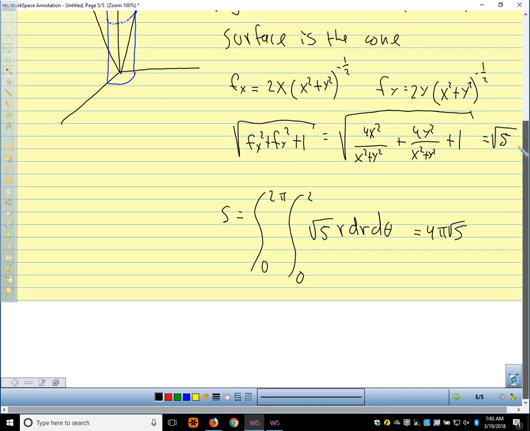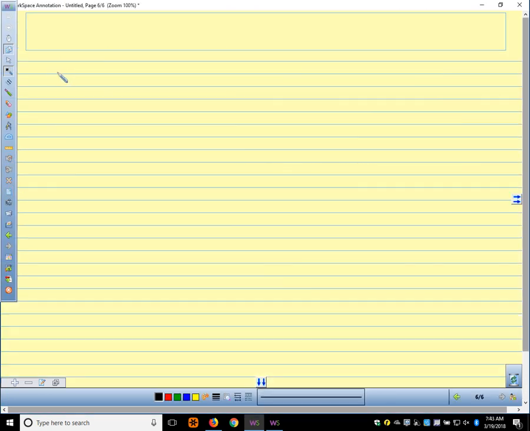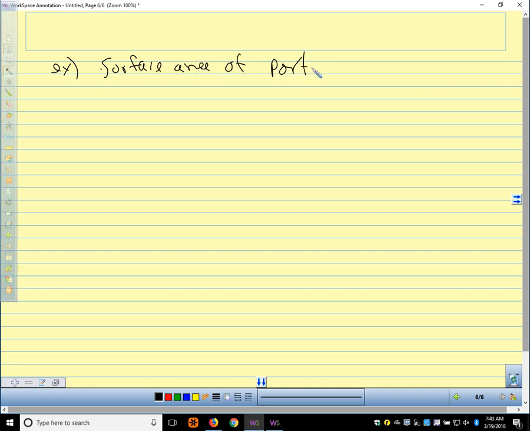Let's look at one more and then I have some questions for you. We're finding the surface area of the portion of z equals 16 minus x squared minus y squared in the first octant.